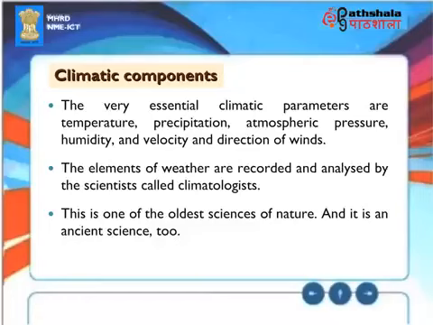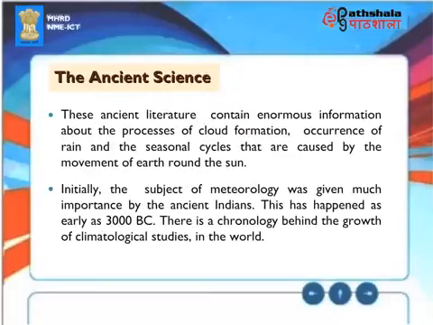This is one of the oldest sciences of nature, and it is an ancient science too. The ancient science. These ancient literatures contain enormous information about the processes of cloud formation, occurrence of rain, and the seasonal cycles that are caused by the movement of Earth around the sun. Initially, the subject of meteorology was given much importance by the ancient Indians. This has happened as early as 3000 BC. There is a chronology behind the growth of climatological studies in the world.